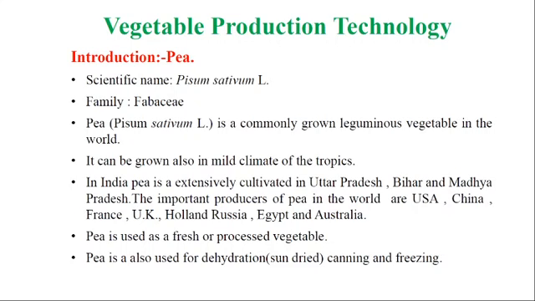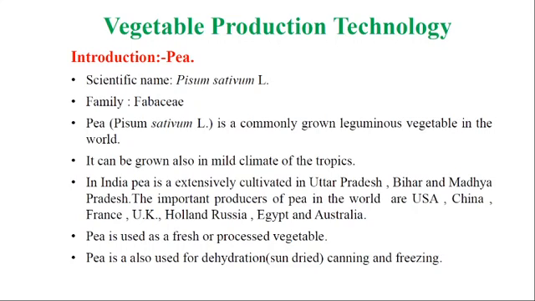The pea, Pisum sativum, is a commonly grown leguminous vegetable in the world. This pea is cultivated in the world as a leguminous vegetable. The legume pod contains a number of seeds, and we use it as a quality vegetable and a source of protein. It can also be grown in the mild climate of the tropics.